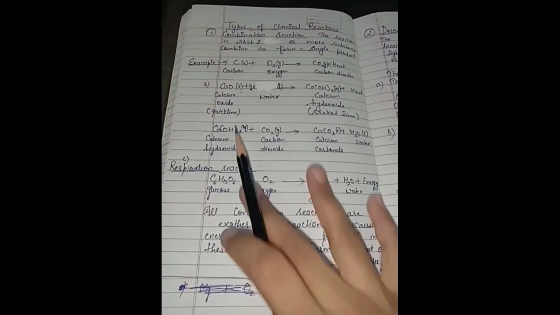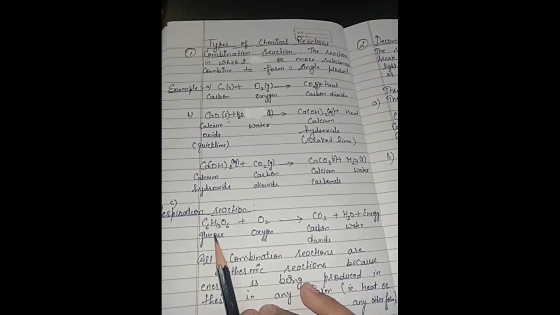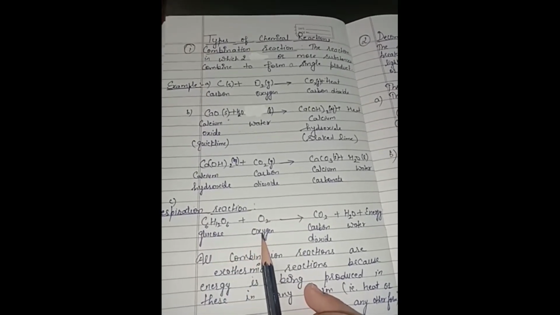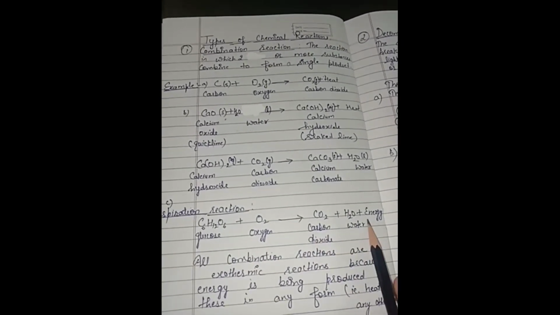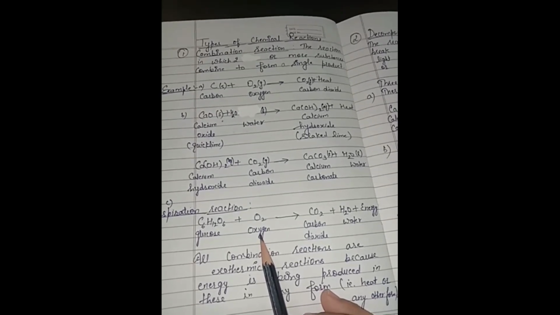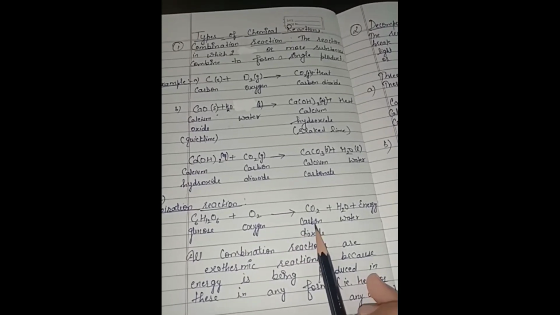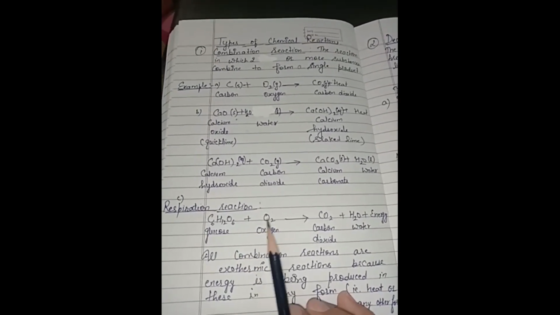One more example you can take is the respiration reaction, which you have studied in biology. Glucose in our cells reacts with oxygen and produces carbon dioxide, water and energy. Glucose reaches our cells after the process of nutrition. Oxygen reaches our cells after breathing, and these two combine in our cells and form carbon dioxide and water, and energy is produced in this reaction. This is also a type of combination reaction.